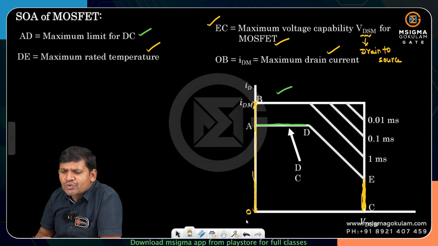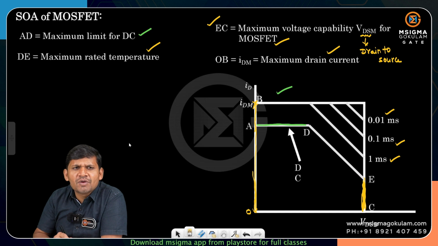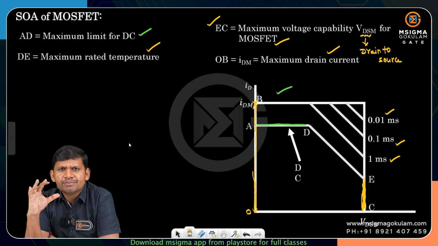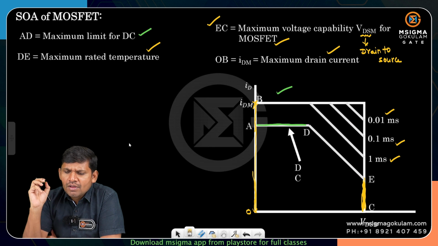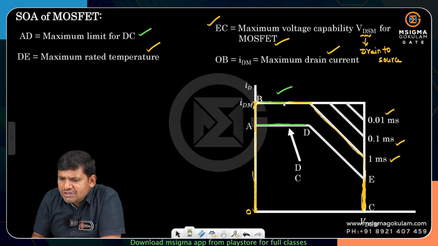But one observation here, friends: 1 millisecond, 0.1 millisecond, 0.01 millisecond is nothing but the pulse width. Pulse width means on time. If the pulse width is decreasing, for 1 millisecond this is the safe operating area, and this much region is covered. For 0.1 milliseconds, this much area is covered. This is the safe operating area for 0.1 milliseconds.